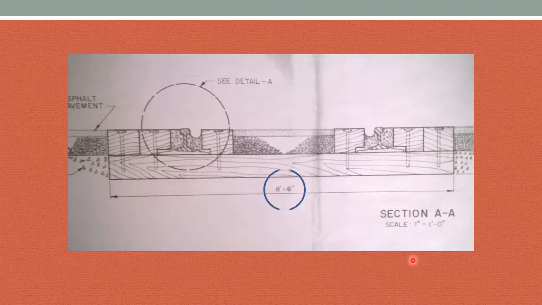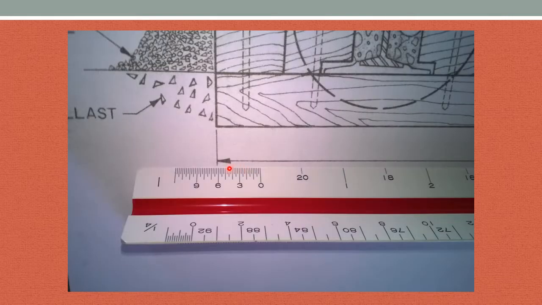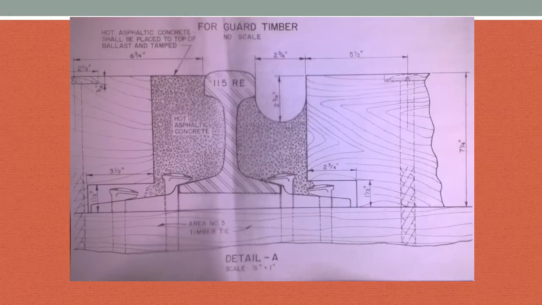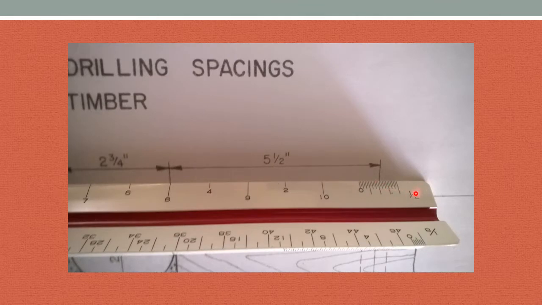Here's another example. 1 inch equals 1 foot, 8 foot 6 inches. Here's my 8 foot. I measure the whole numbers first. Then I measure my inches, 8 foot 6. If you look at this 5.5 up here, okay, 1/2 inch equals 1 foot. Here's my 1/2 scale. I measure this way, 0, 1, 2, 3, 4, 5, whole numbers first. And what inch do I have? I have a half, so 5.5 inches.